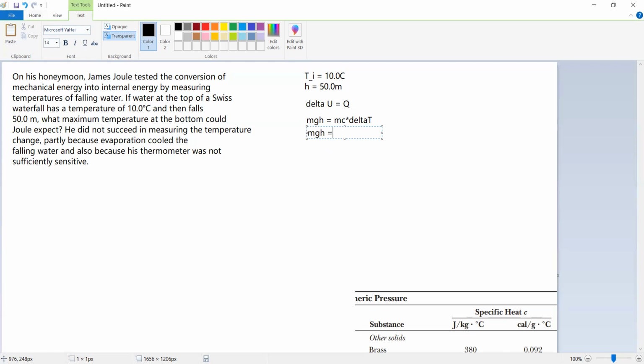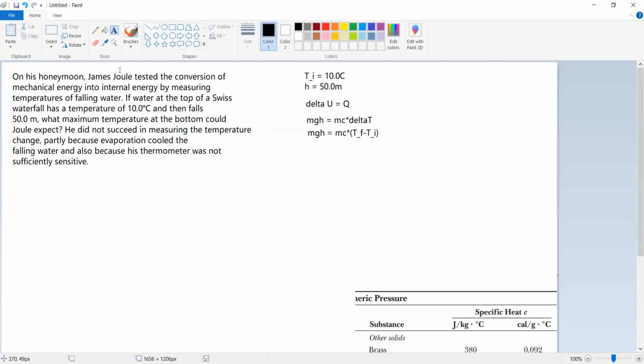Alternatively, we can write this as mgh equals mc times T final minus T initial, where T final is what we have to find, the maximum temperature at the bottom, which is where we're measuring it. And T initial we are given, it is 10 degrees Celsius. But before we start subbing in the values, I will just cancel out these m's, these masses, because we do not know them, but we do not need to know them because they cancel out in the math.